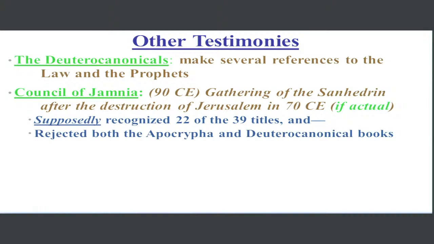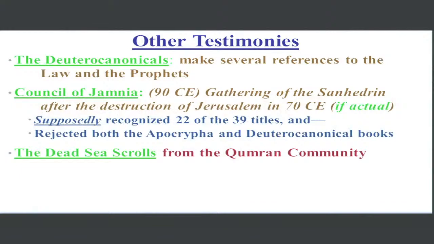We talked a little about them about 3 classes ago, just as one of the groups that evolved during this period of time. So maybe the Sanhedrin met some 20 years after the destruction of the temple, trying to determine which of its scriptures are really sacred and belong in their sacred texts. Supposedly they recognized 22 of the 39 titles if they actually met. But they too rejected the Apocrypha and the Deuterocanonical material. Then we have the evidence of the Dead Sea Scrolls, which, by the way, does include pieces of the Apocrypha and pieces of the Deuterocanonicals.